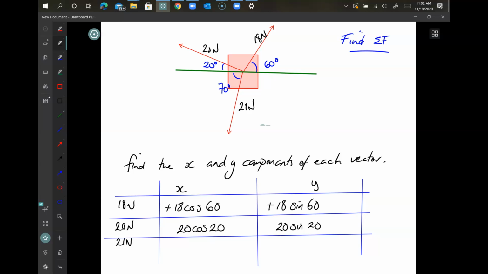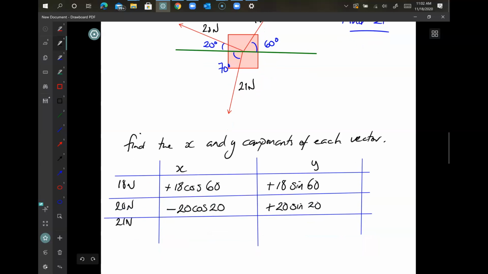Let's think about the direction. This 20 Newton vector is pushing me to the left in x, so negative in x, but it is pulling me up in y, so that is positive in y. And finally, the 21 Newton vector, well, it is connected to the x-axis again, so that's 21 times the cosine of the angle, so 21 cosine 70, which means the y1 will be 21 sine of 70.